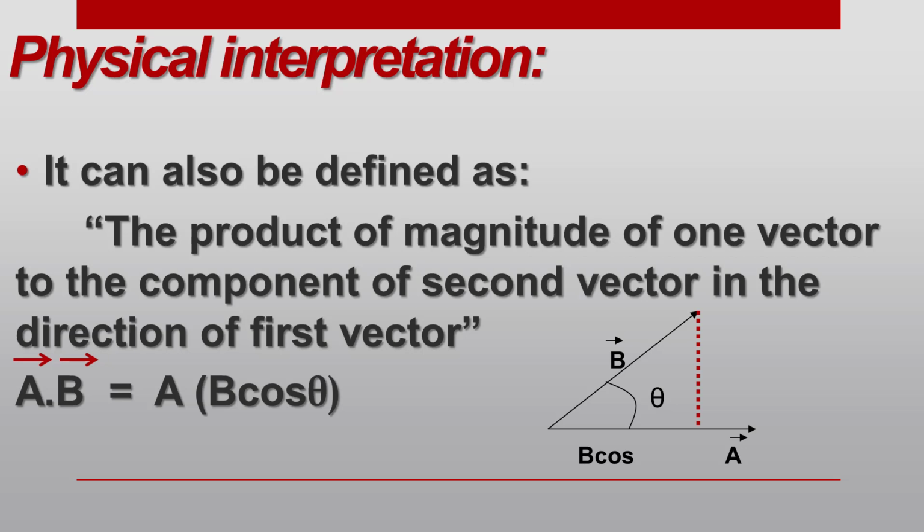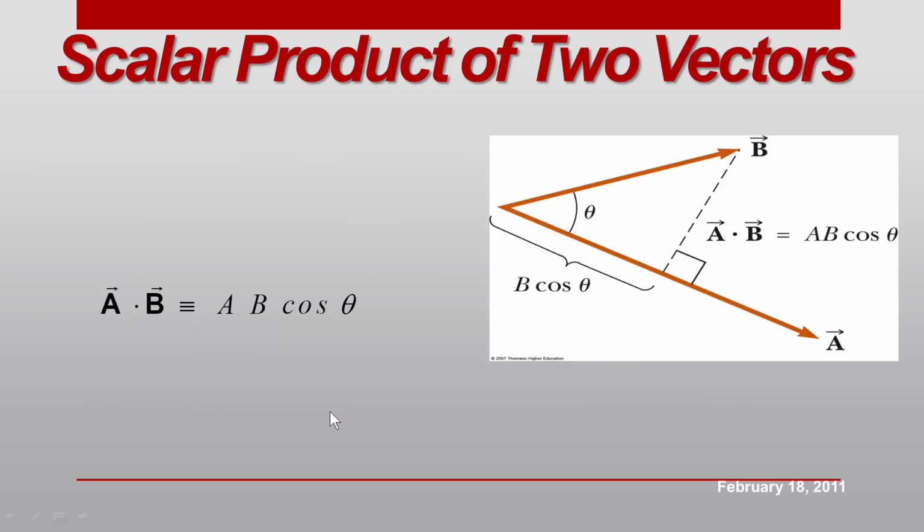Okay, so over here we can define a dot b, the scalar product of two vectors, which is equal to the product of the magnitude of the first vector and the component of the second vector in the direction of the first vector. So what is that component over here? It is b cos theta.